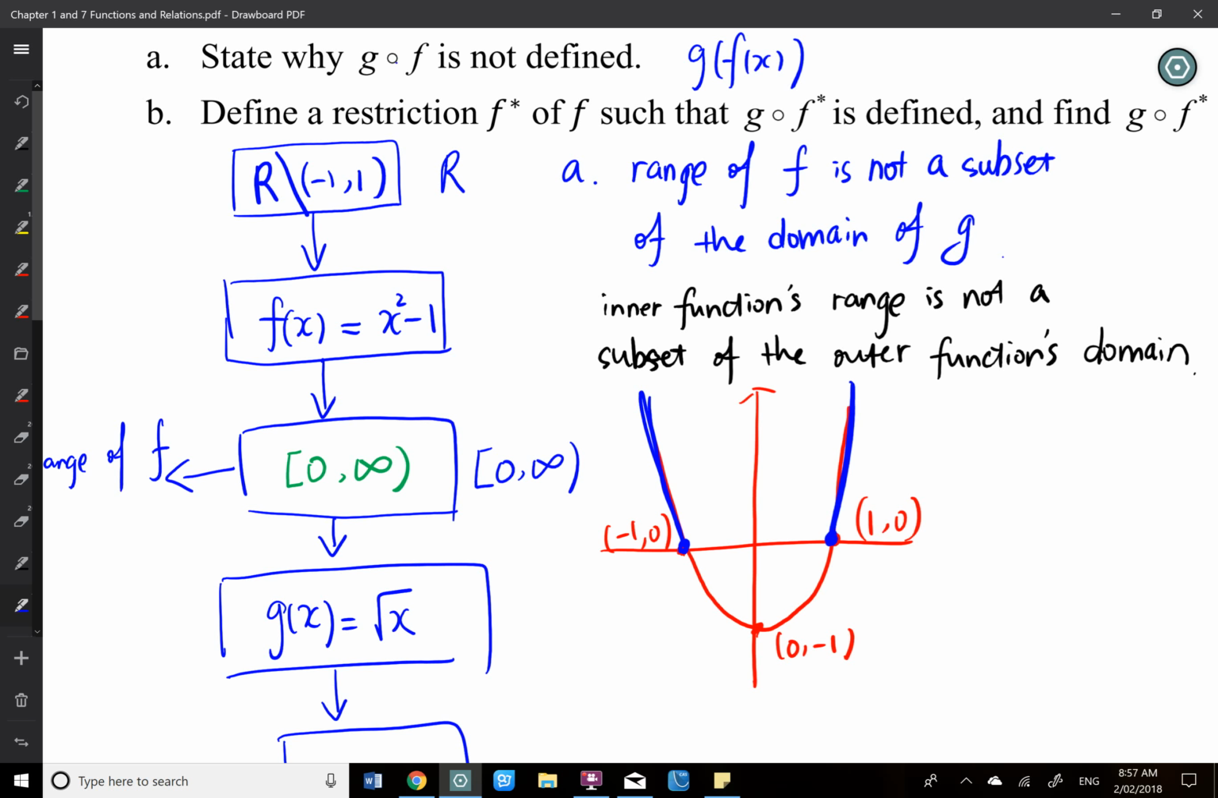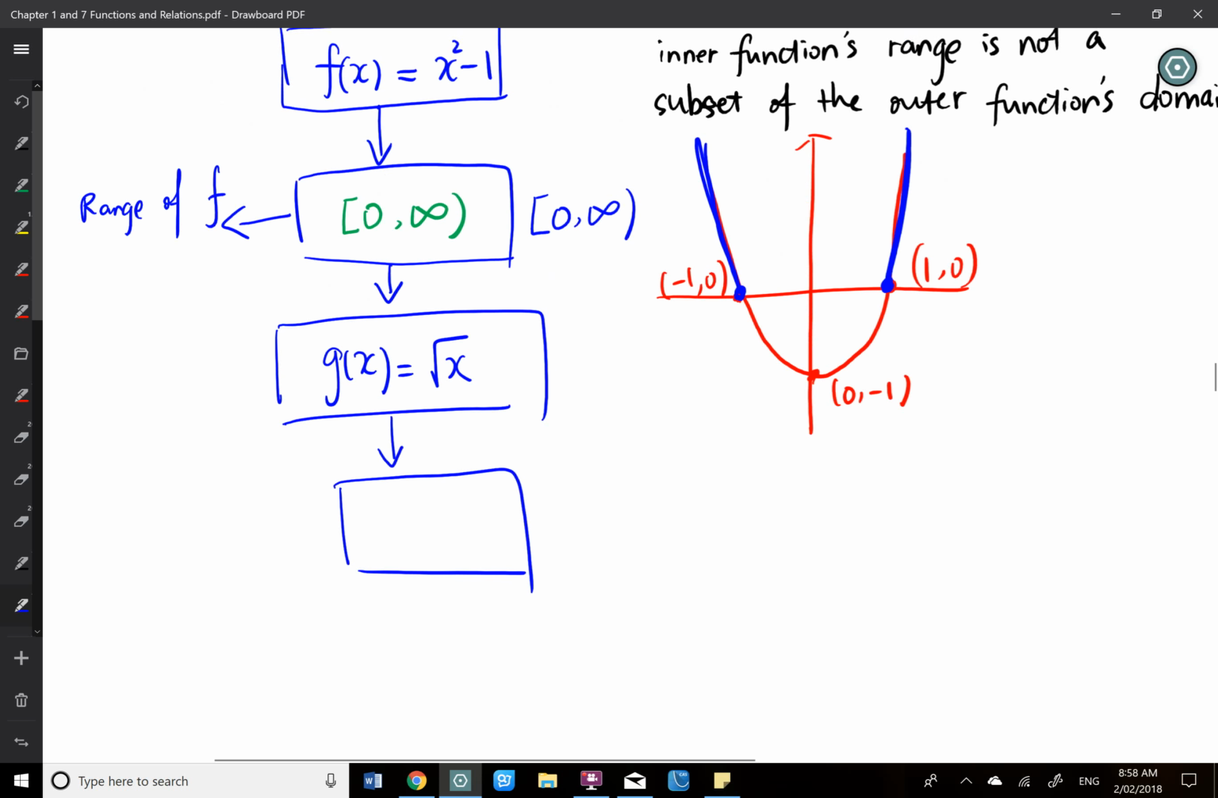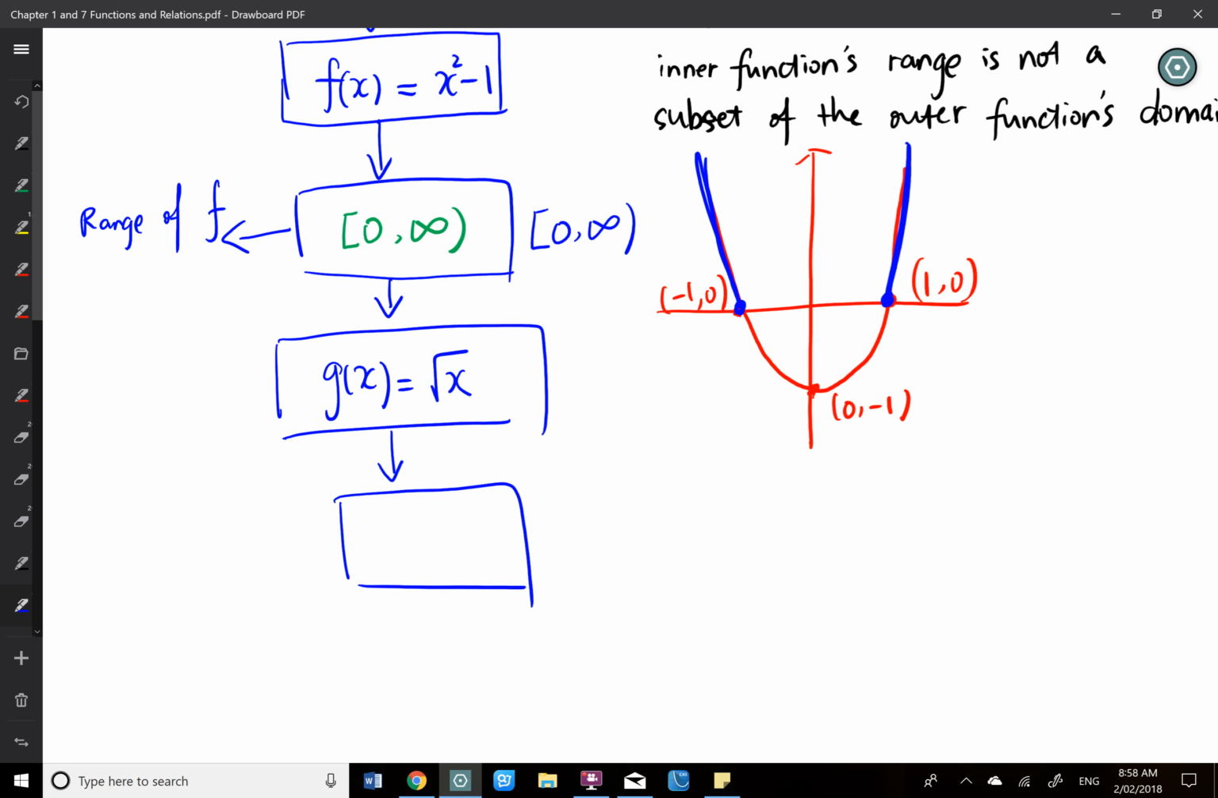We restrict it because we want to restrict the range from here to here. I don't want those ranges. How I can get rid of that range is I can get rid of the x values from negative 1 to 1. Then I will have a range from 0 to infinity, and I can put it into the function g(x). Is that clear? Make sense? You need to go backwards to see what x I can put in in order to make the range fit the domain of g.